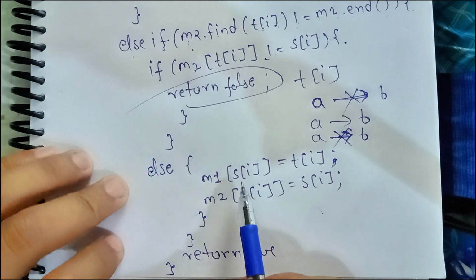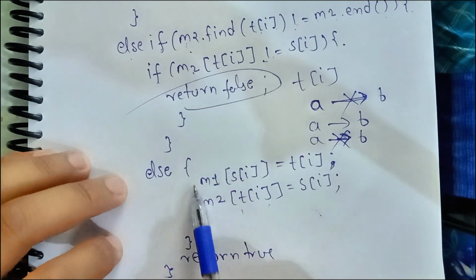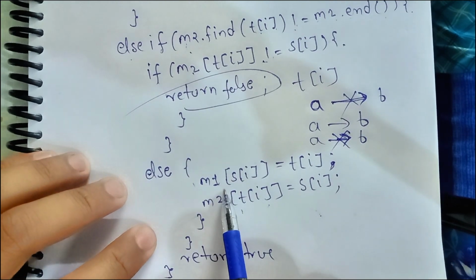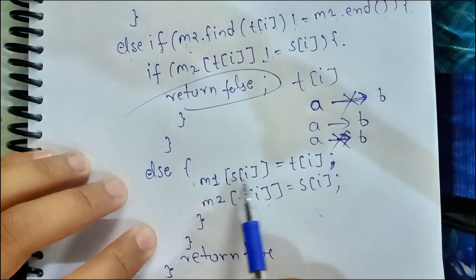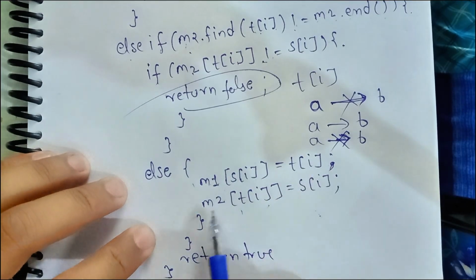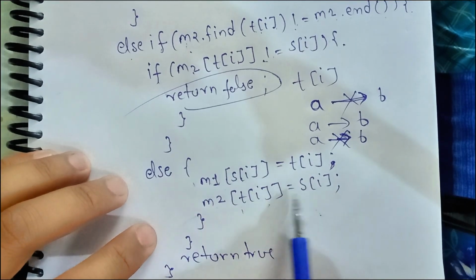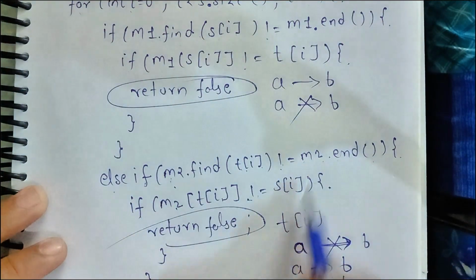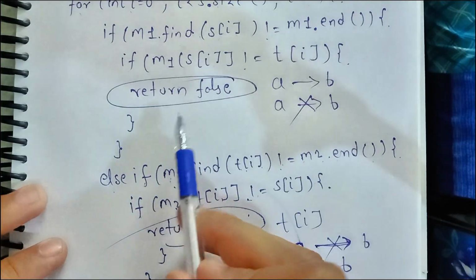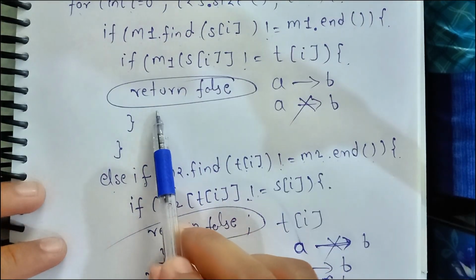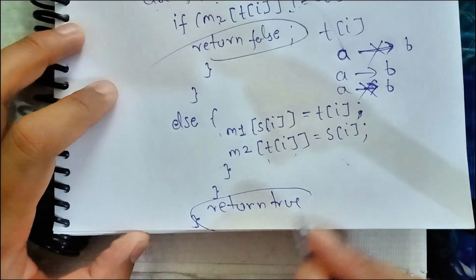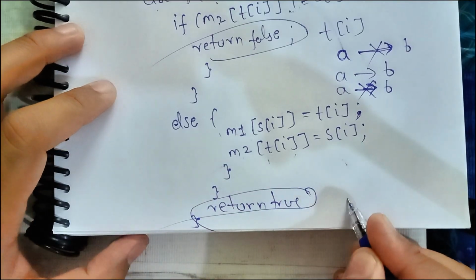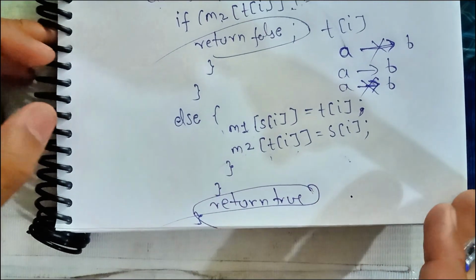If the mapping was not done for s[i] and t[i], then we will assign a mapping over here: m1[s[i]] equals t[i] and m2[t[i]] equals s[i]. If this condition is not followed or no condition returns false, then we will return true, meaning the strings are isomorphic. So this is the logic. Let's move to the coding part.